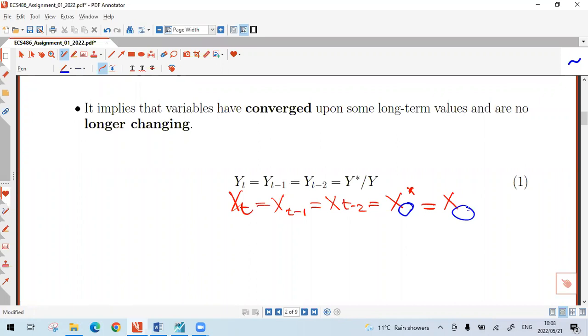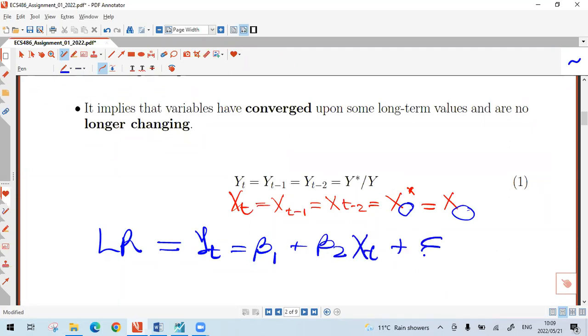I also want you to remember that when we are running the long run equation, we run it with the level data. So if you remember, our long run was something like YT is equal, say, beta 1 plus beta 2 XT plus maybe the error term. We are actually running with level data.